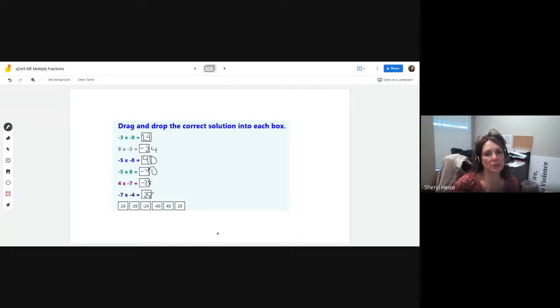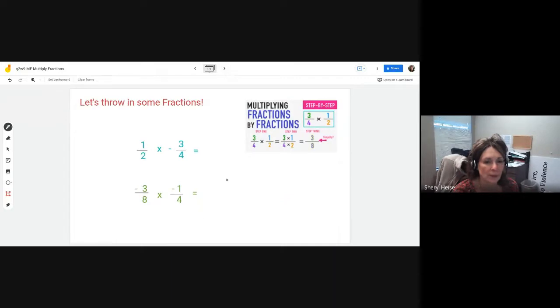Okay, so the rules for multiplying with negative numbers are super easy. There's just two rules you need to remember. So let's take a look at doing the same skill with fractions. And first we're going to review quickly right here the rules for multiplying a fraction by a fraction.